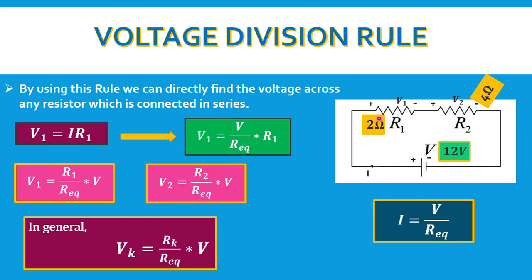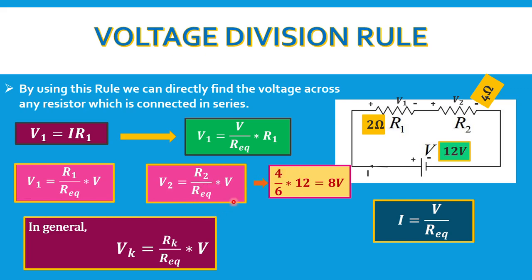Now we have to find the voltage across resistor 2. By using this formula, at the place of K there is 2, and here also at the place of K there is 2. So V2 is equal to R2 upon R equivalent into V. We use this formula to find the voltage across resistor 2.